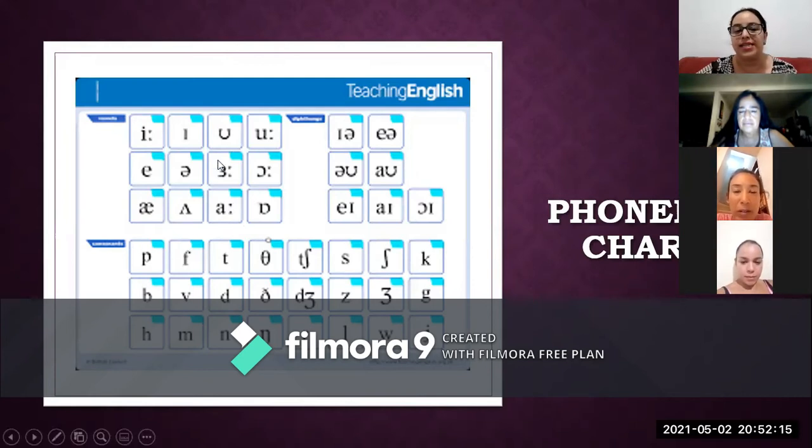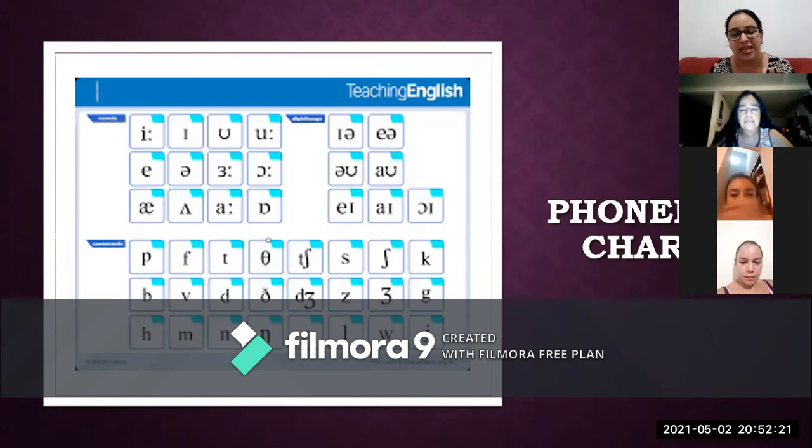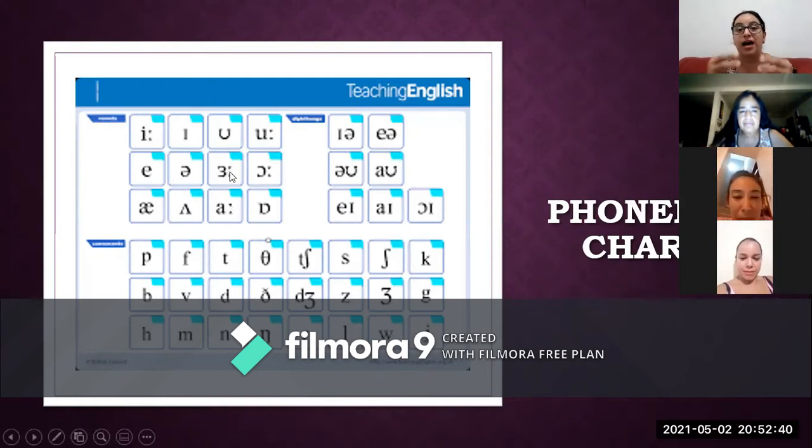When we see this symbol, it's like the letter E, but it's not like E. It's long, like in the word girl or heart. That is the sound. We are reviewing the symbols with 2 points when the sound is a little bit longer.